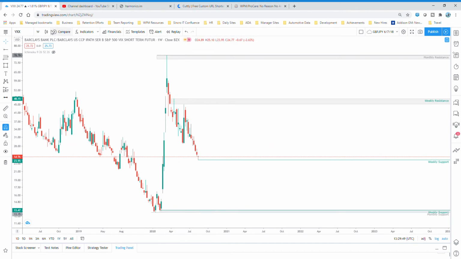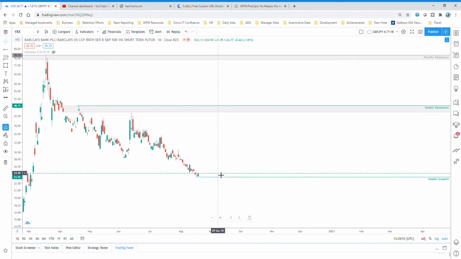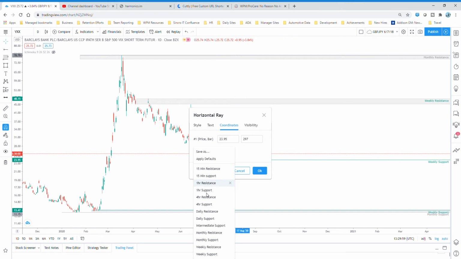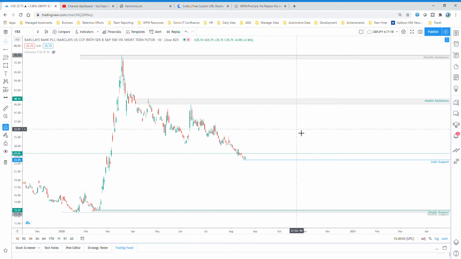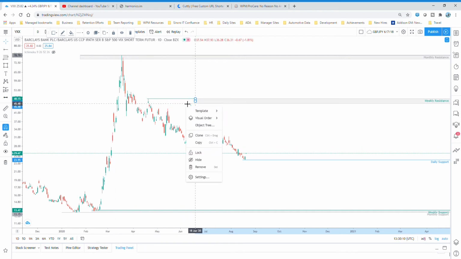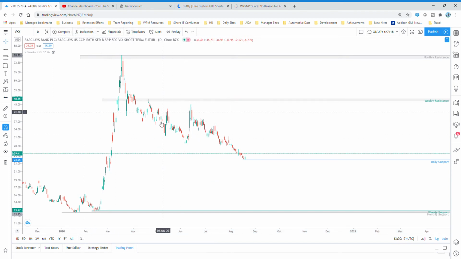Drop down to the daily, and you see that weekly support. I apologize, we had our weekly support, and this is our daily support. And this zone we can shrink some because we got a candle right here. So that's our weekly resistance there.